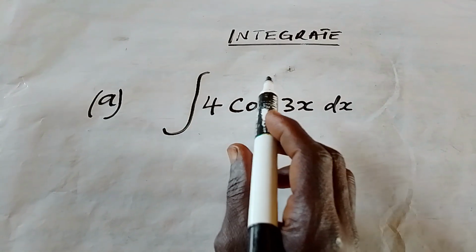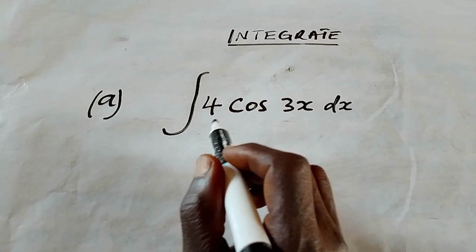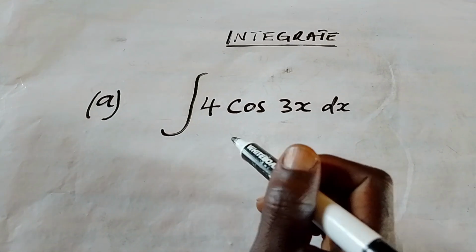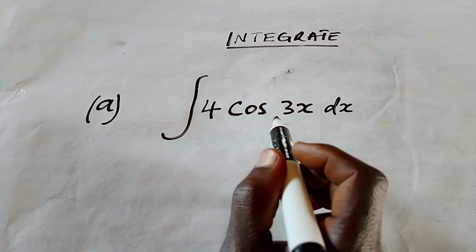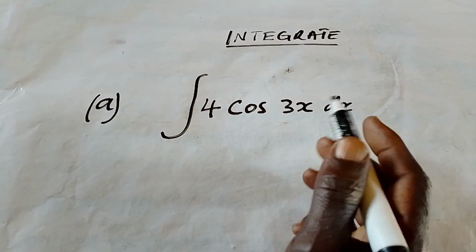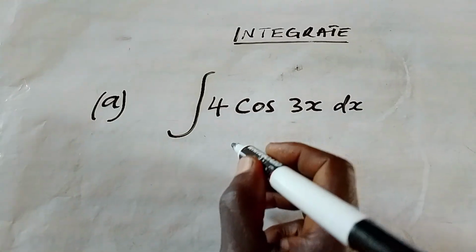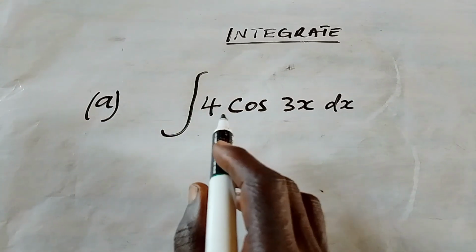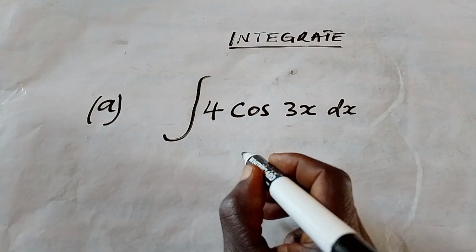Today I have an integration problem where you are supposed to integrate this problem. This type of integration is indefinite integration, where we are supposed to add a constant to the solution. So I have two examples, but let us first start with this one. Solution.